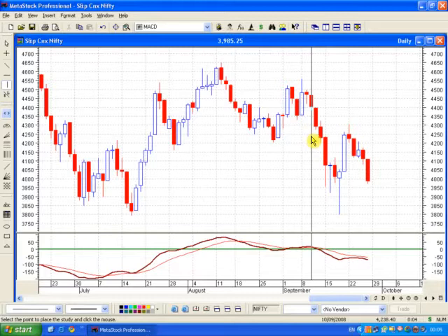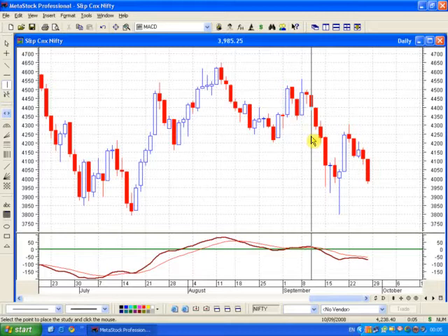For sideways markets, good indicators are oscillator indicators like RSI, momentum, stochastics or Williams percentage R. Those are some of the indicators that you could use for sideways markets.